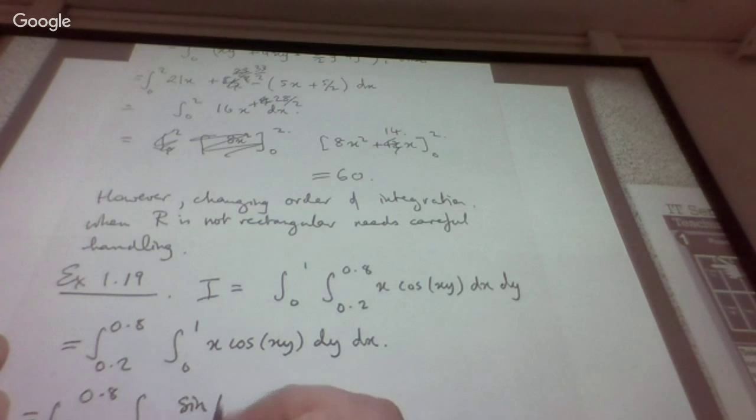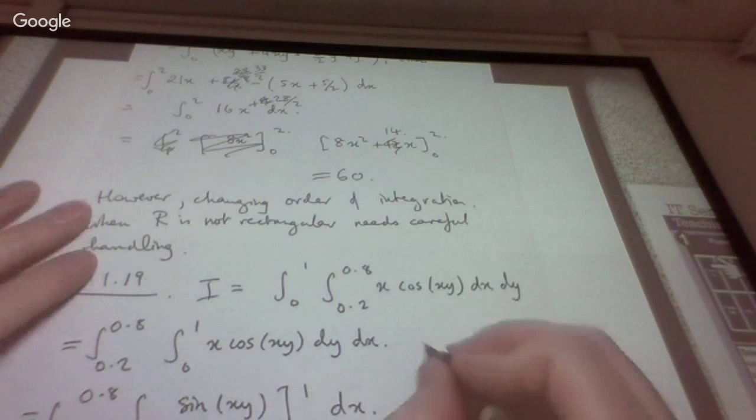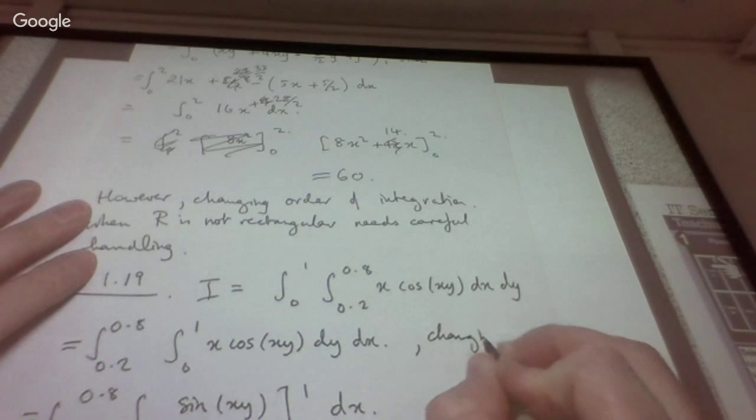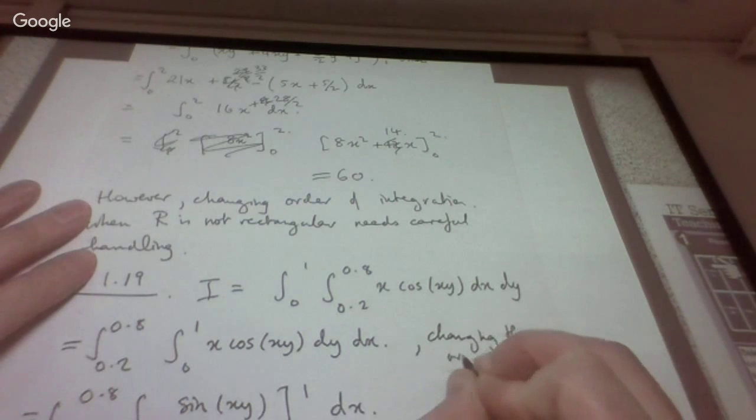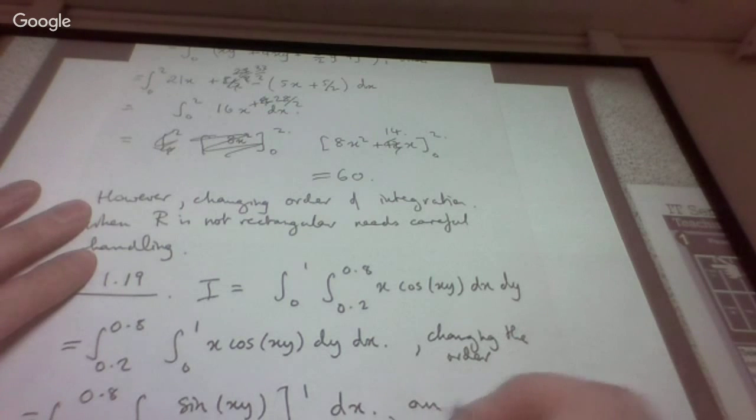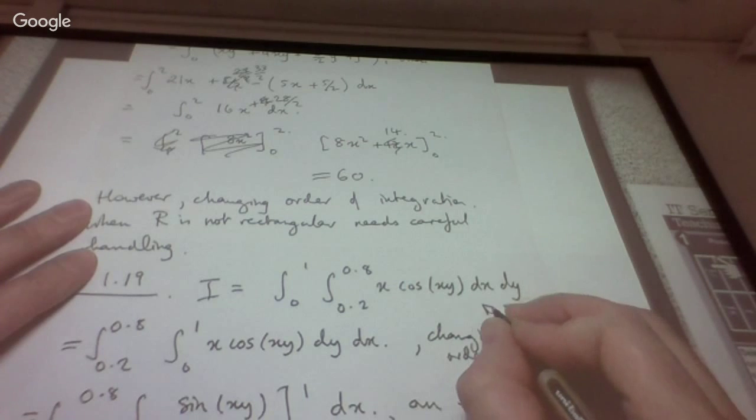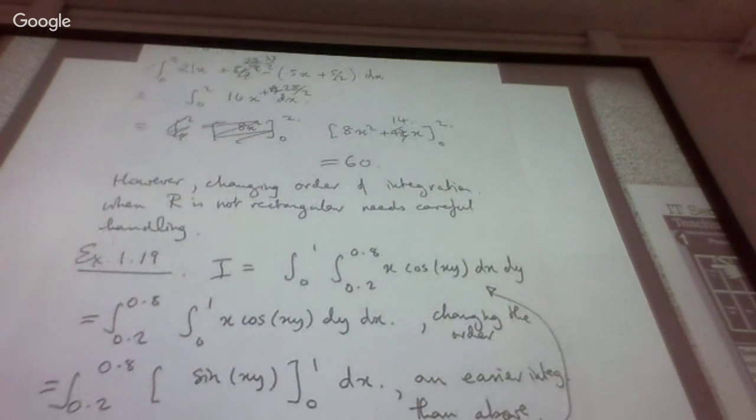Then this suddenly looks a bit easier. It's just sine of x times y. That gets evaluated at 0 and 1. So this was changing the order, and this was an easier integral than above, an easier integral to do than what it looked like at first.